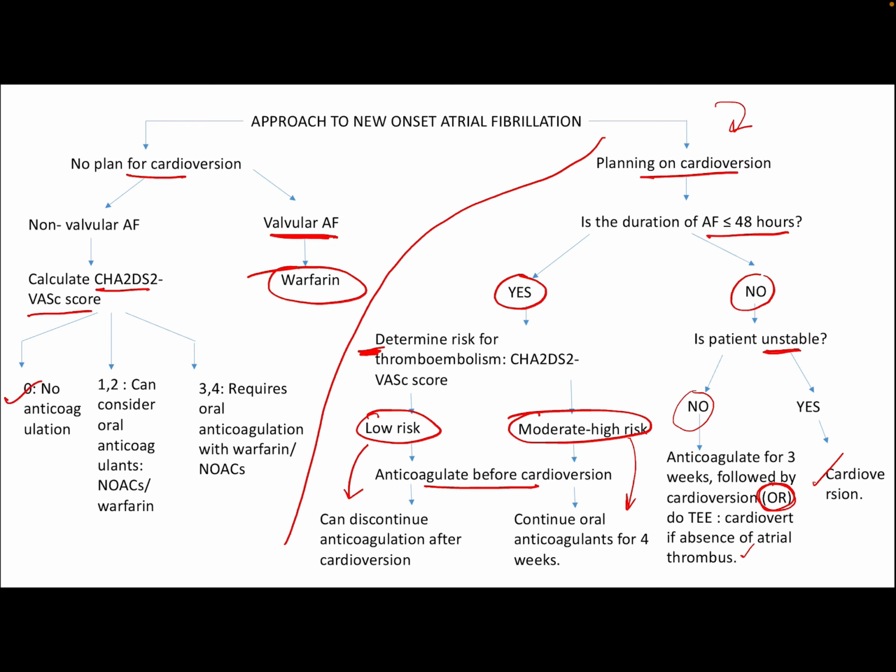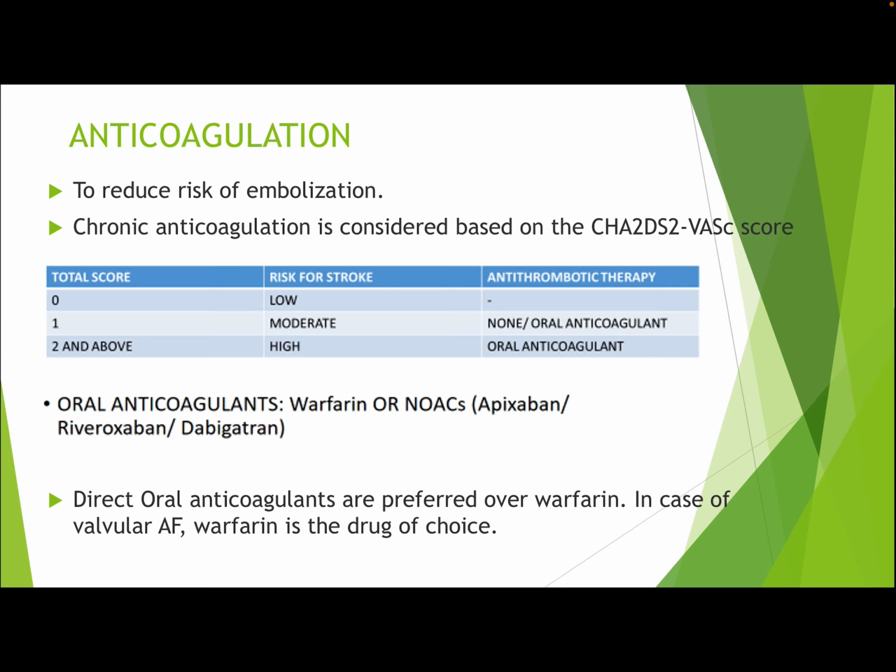Like if it's 0, no requirement for anticoagulation. If it is 1 or 2, we can consider oral anticoagulants like the novel oral anticoagulant agents like apixaban, rivaroxaban, or warfarin, although NOACs are preferred. If it is 3, 4, that's very high risk for thromboembolism, then it definitely requires oral anticoagulation, again with either NOACs or warfarin. So this is a general approach to the management of new onset AF.